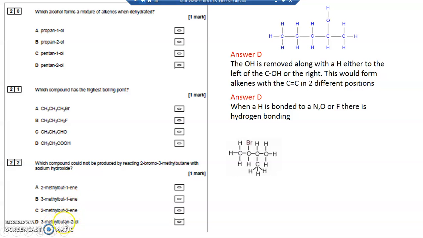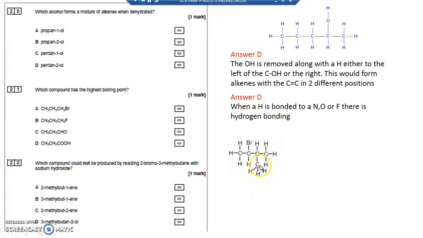That isn't one of my options. Yes, it is. 3-methyl butan-2-ol is another way of naming it: the OH at carbon number 2, 2-ol, and a methyl at carbon number 3. So D could be produced by using nucleophilic substitution of the Br in cold water. I'm looking for something that could not be produced, and therefore all of the others have made a double bond by elimination.